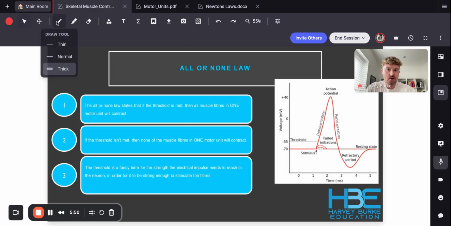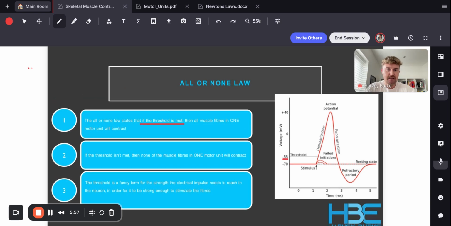So what this law is saying is that if the threshold is met, and that's where this number comes into play. Let's say that this is the inside of a neuron. Normally, when the neuron's not firing, the charge is really negative inside the neuron. And that's what this -70 means. You don't need to really understand this for A-level PE. But basically, inside the neuron, normally, there's this really negative charge of -70 millivolts.